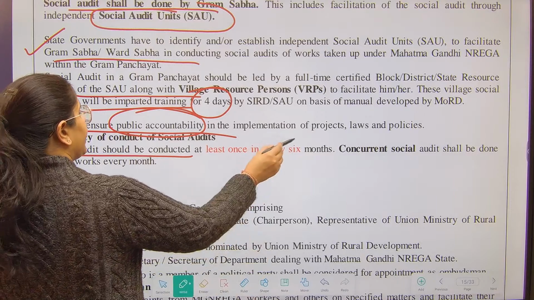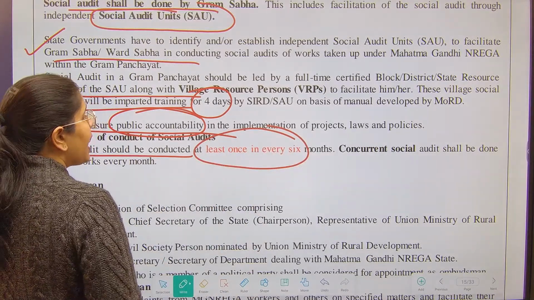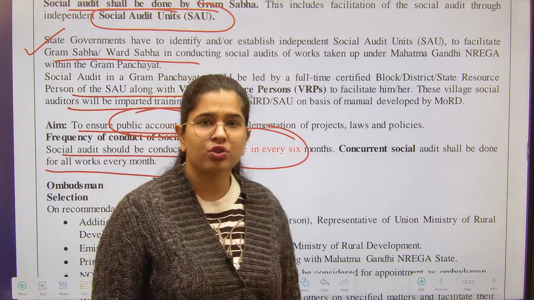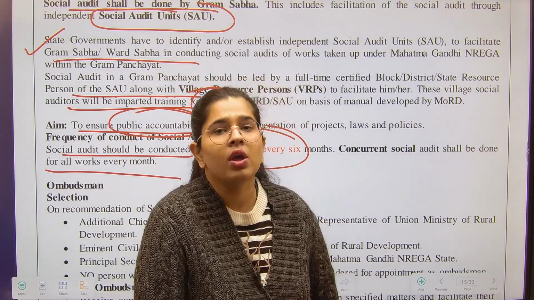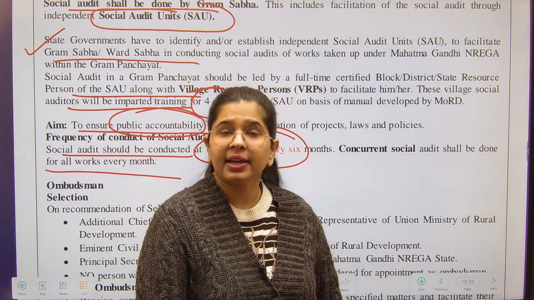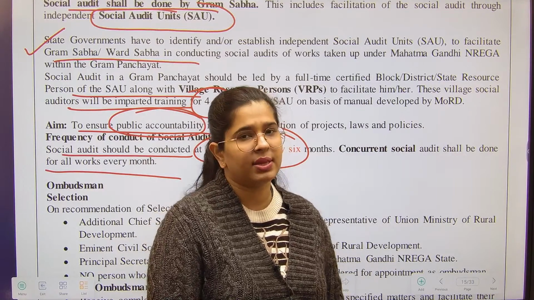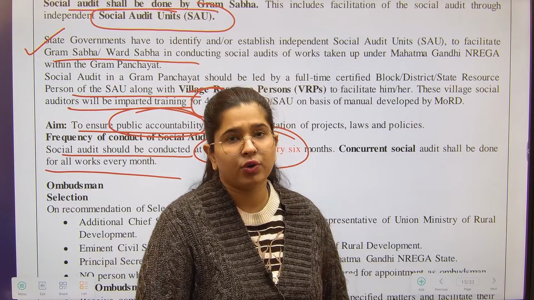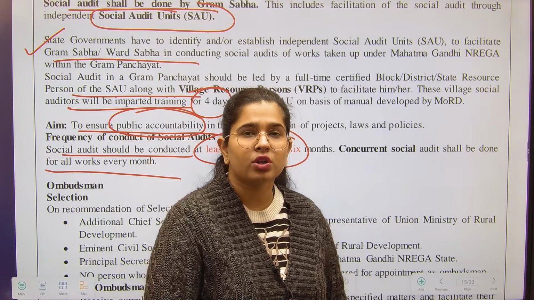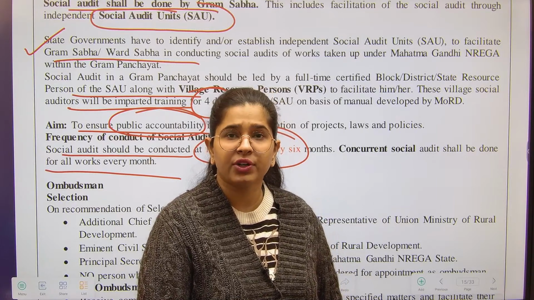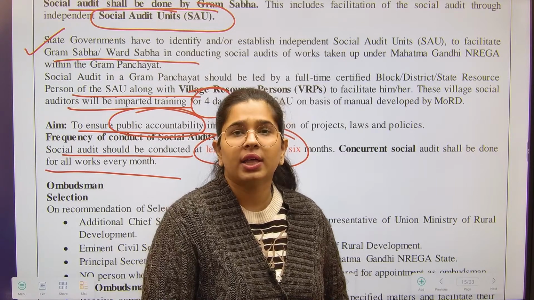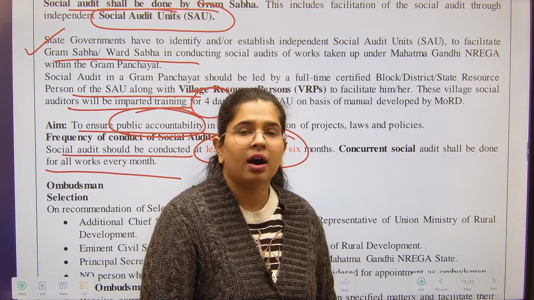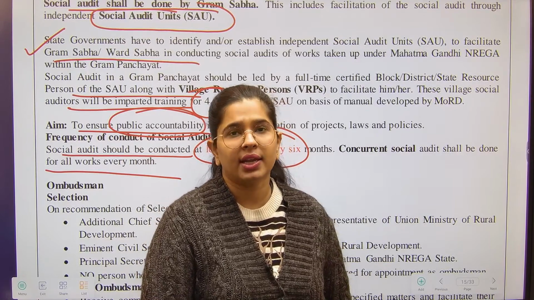Social audit should be conducted once in every 6 months, and concurrent audits can also be performed every month. So it is not necessary that you first complete the work and then the social audit will happen. No, every month it can also happen, and the compulsion is that once in 6 months you have to conduct it, right? The Gram Sabha's responsibility is doing the social audit, but support is also provided by the state side. They give the training, they give some personnel so that the social audit function which has been given to the Gram Sabha can be conducted skillfully and without any interruption.